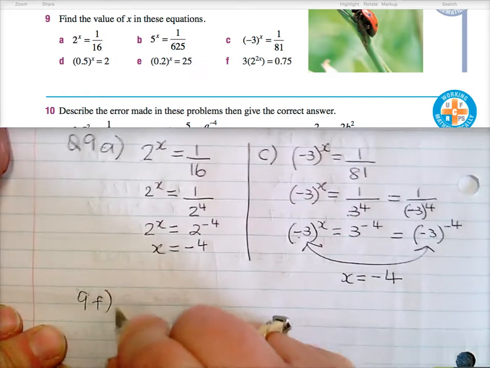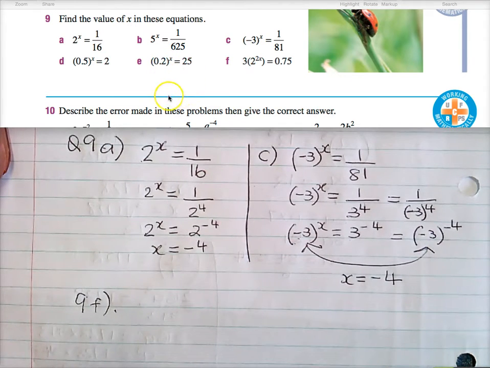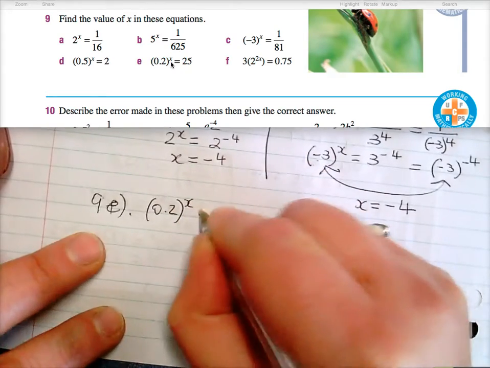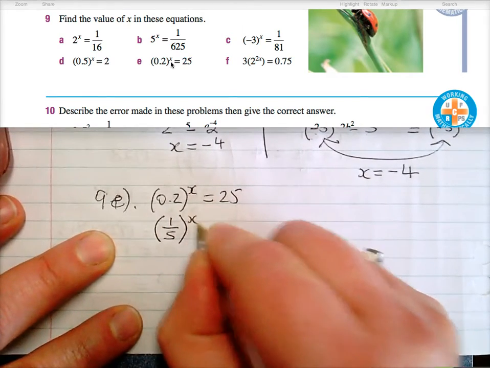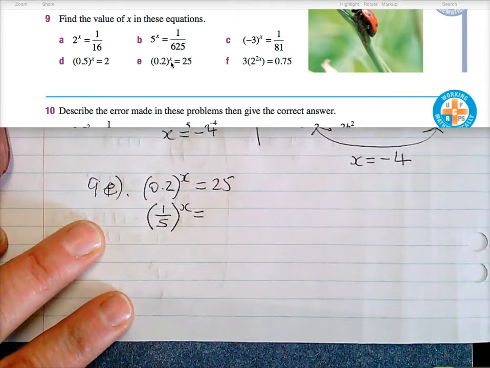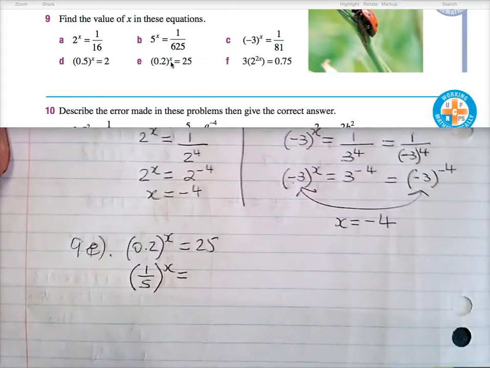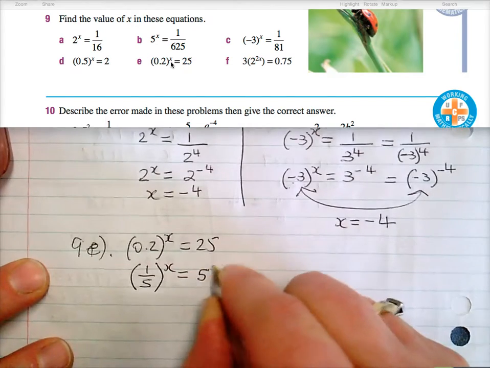Question 9F. Before I do 9F, girls, tell me what 0.2 as a fraction is. 1/5. Do you want to try this one? We can try E if you want. 9E. 0.2 to the power of x equals 25. Girls, 0.2 is 1/5 to the power of x. What do you think you're going to do with the 25? Think of powers. What's 25? Girls, the only thing I can think of with 25 is 5 times 5, which is 5 squared.